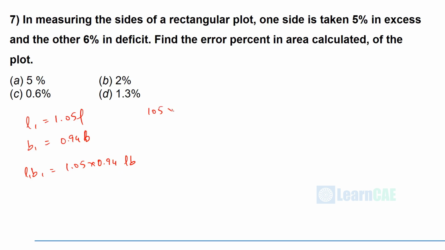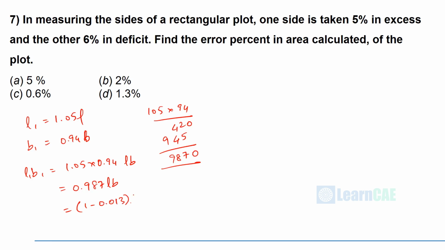105 into 94. 5 4s are 20. 2 1 4 is 4. 5 9s are 45. 4 4 1 9 is 9. So this will be 0.987 LB. That is, the new area has reduced. So the error percentage will be, if you subtract from 1, this will be 0.013 LB. So that is nothing but 1.3% reduction or error.